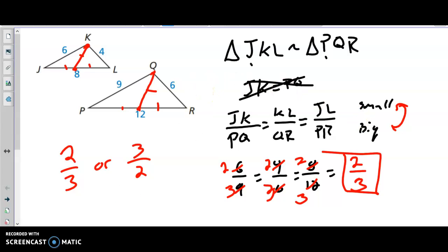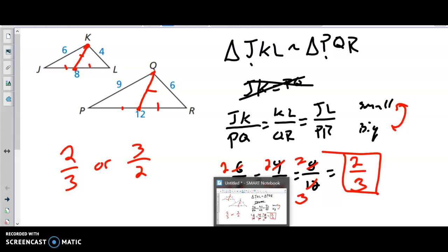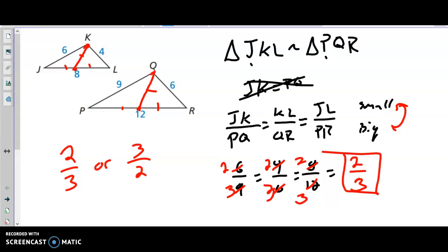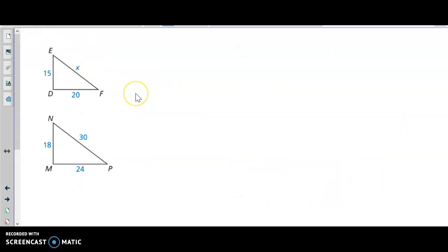We're going to be using ratios for the next couple weeks here, and so we want to make sure that we know how to use them, and that's what we're going to look at as we go on to this next one.